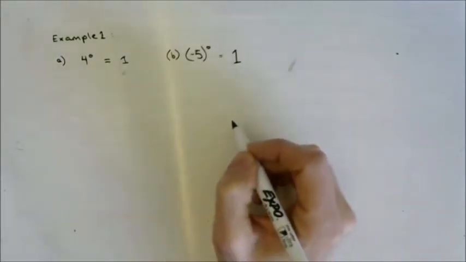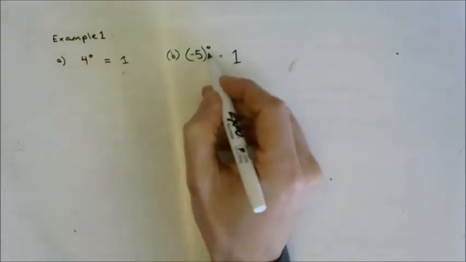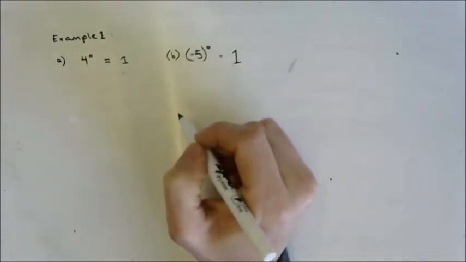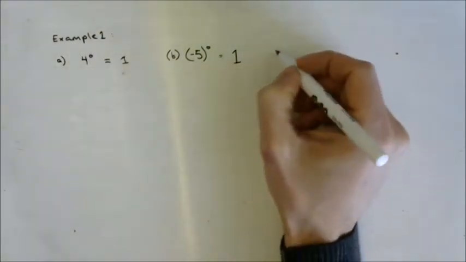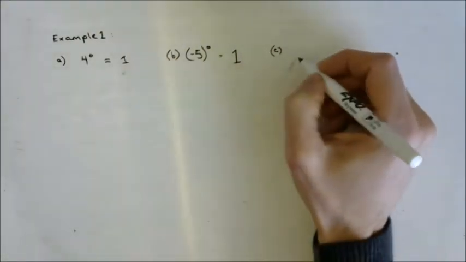Read your rule. Anything to the power of 0 is 1. You don't believe me yet. I'll have to show it another way.